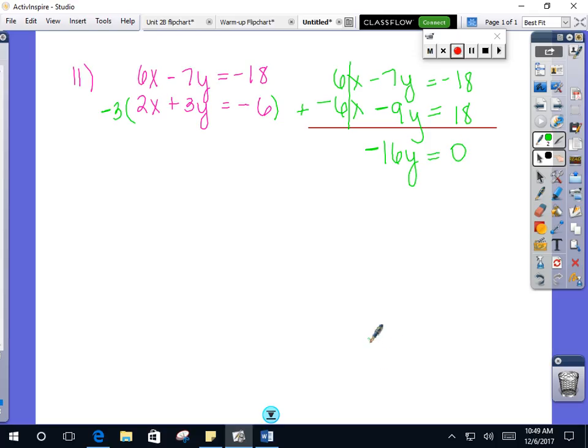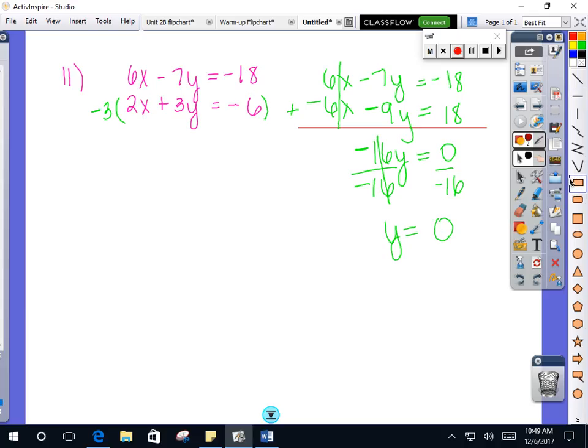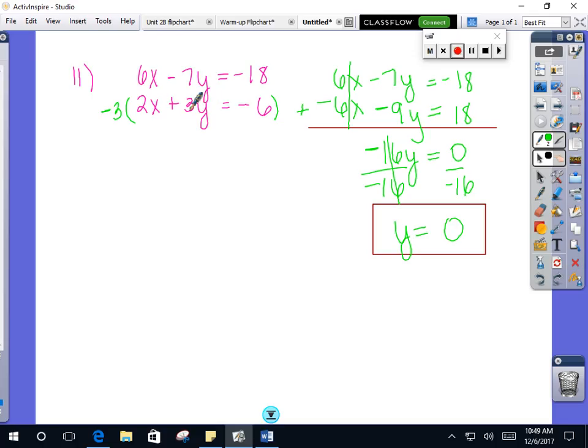Now to get the y by itself, you divide by negative 16. Those cancel out, leaving y by itself like we wanted. And 0 divided by anything is 0. Okay, now that you know your y value is 0, you simply choose one of the equations. I'm going to go with the bottom one.